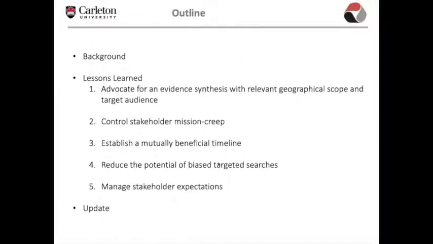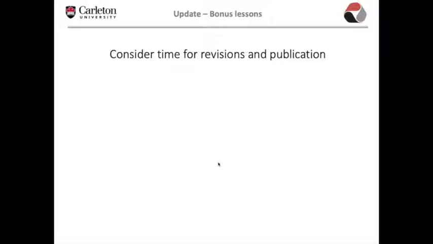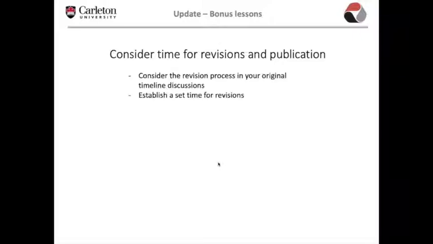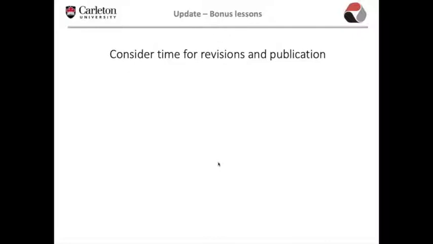So to finish things off today, I'd like to add a couple of bonus lessons that we have learned in the last few years since publishing this paper. The first is to consider time for revisions and publication. Publishing in an academic journal can be a lengthy process to begin with, especially if there are multiple rounds of revisions. What we have found as we wrap up projects and prepare to submit the manuscript to a journal is that the revision process within a team can take longer than expected, as often our team members are very busy. For a manuscript to make the rounds through a diverse advisory team may take weeks or months.